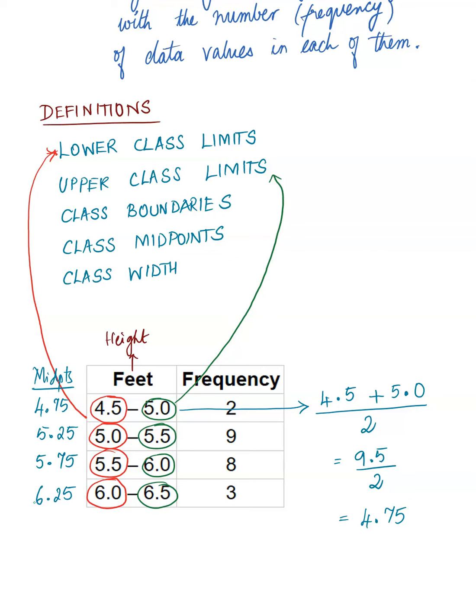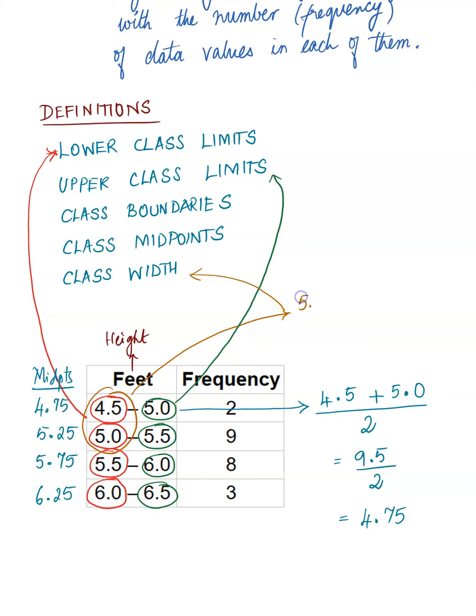Now, what about class width? Class width, as the name says, is the width, or the difference between two consecutive lower classes. So what does that mean? I'm going to group these two and point it out to you here, because that will be your class width. So I'm taking the consecutive lower limits, and the difference between them.